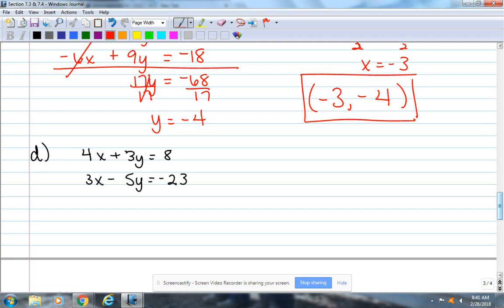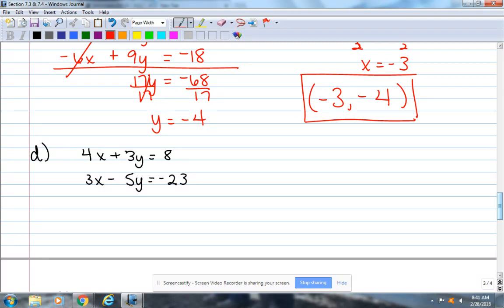So if I change the x's, I need a 12 and a negative 12. What about the y's? Now, is there much difference between 12 and 15? There's really not. Okay? But if you look at the y's, they're already opposite signs, aren't they? So I wouldn't have to multiply by a negative if I use the y's.